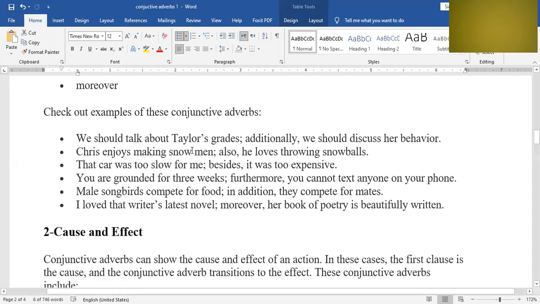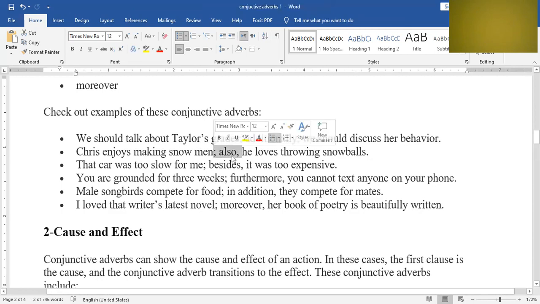Chris enjoys making snowmen; also, this is a conjunctive adverb, as you see. Before also we have a semicolon, and after also we have a comma. She loves throwing snowballs.